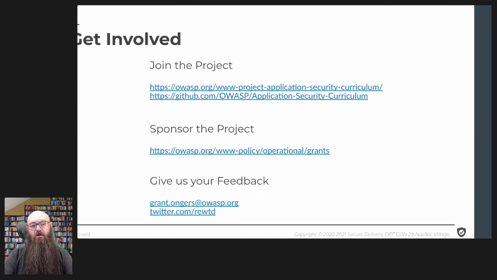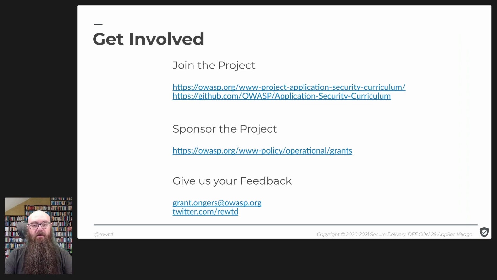Future? Well, help us to complete the mappings, to work on building the modules and units, and then possibly even creating slideshows and speaker notes. Sponsor the project, like HMRC has by engaging us, or through the OWASP grants process that's listed here. And most importantly, give us your feedback. That's my OWASP email address there, along with my Twitter handle and, of course, my Discord handle. Reach out to me here if you want to as well.